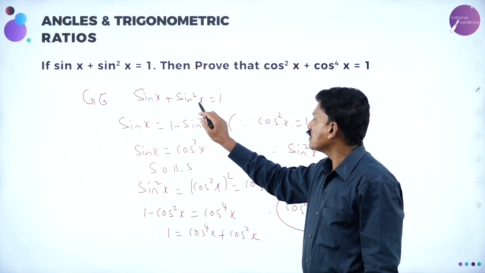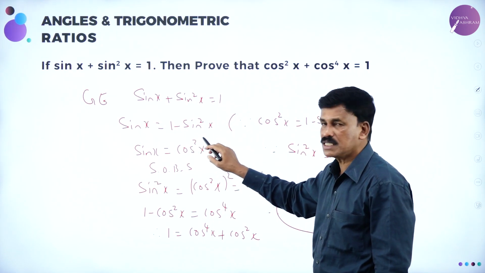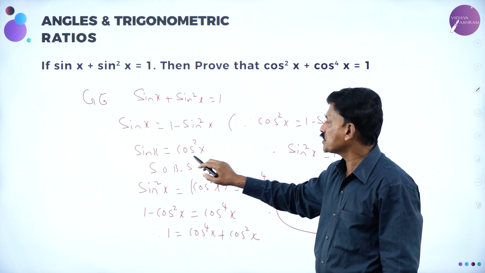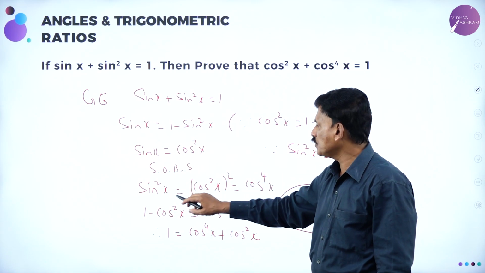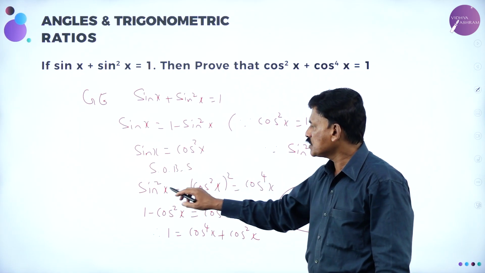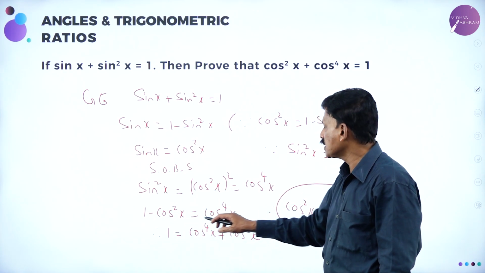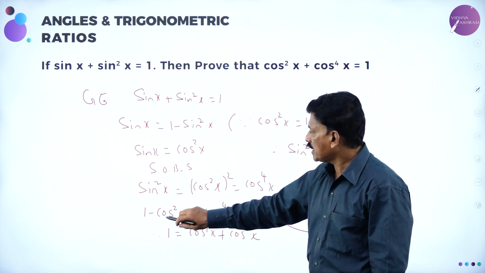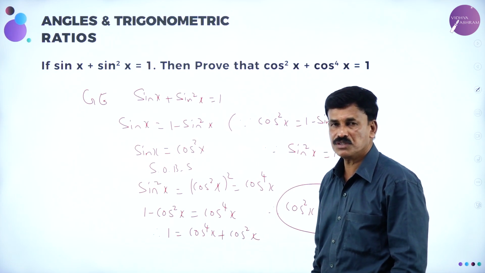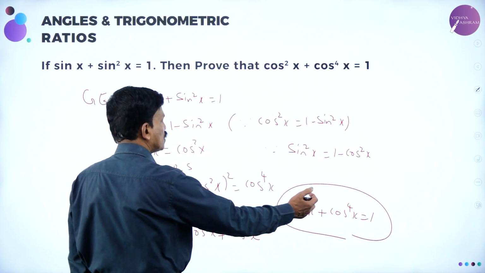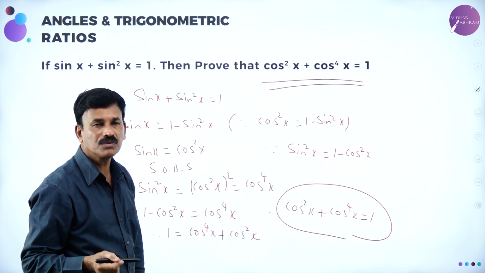See here, sin x plus sin square x is equal to 1. Transfer this sin square x to the right hand side, it becomes 1 minus sin square. 1 minus sin square is equal to cos square. So sin x is equal to cos square. Squaring on both sides, sin square x is equal to cos to the power of 4. Convert sin in terms of cos: sin square is 1 minus cos square. So 1 minus cos square is equal to cos to the power of 4. Transfer this minus cos square to the right hand side: 1 is equal to cos to the power of 4 plus cos square x. So, therefore, cos square x plus cos to the power of 4 is equal to 1, which is the required answer. Hope you followed.